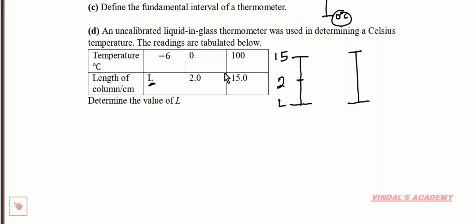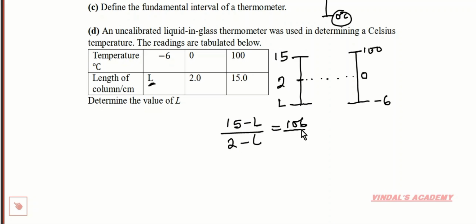But when it comes to this one, this one is minus 6. When this one is recording 2 cm, this one is recording 0 degrees Celsius, and the highest is 100 degrees. So I'm going to do this as a scale, similar shape or ratio, in mathematics. I'll say 15 minus L all over 2 minus L is equal to 100 minus this, 100 minus 6, which is 106, all over 0 minus 6, which is 6.